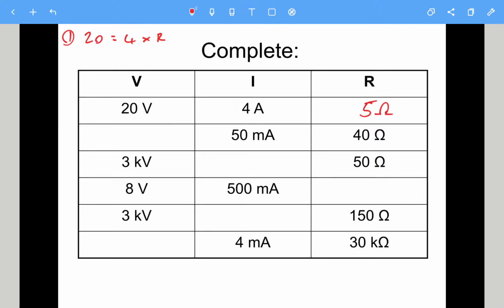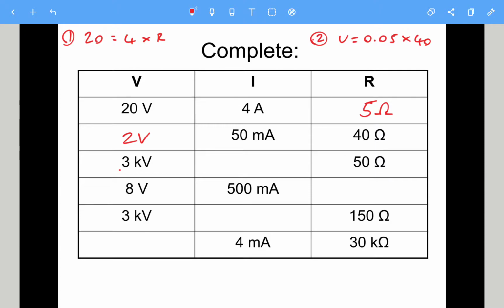This next one, number 2, would be V equals IR. So V equals the current, and we've got 50 milliamps. Remember, we've got to divide that by 1,000. So that would be 0.05 amps multiplied by 40 ohms. So 0.05 times 40 gives us 2 volts.